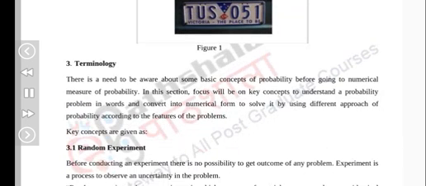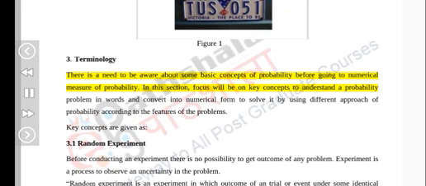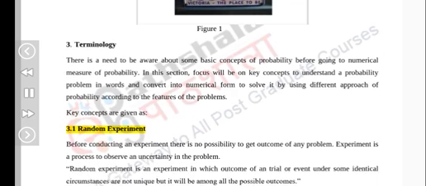Terminology. There is a need to be aware of some basic concepts of probability before going to the numerical measure of probability. In this section, the focus will be on key concepts to understand a probability problem in words and convert it into numerical form, to solve it by using different approaches of probability according to the features of the problems. Key concepts are given as follows. 3.1 Random experiment.